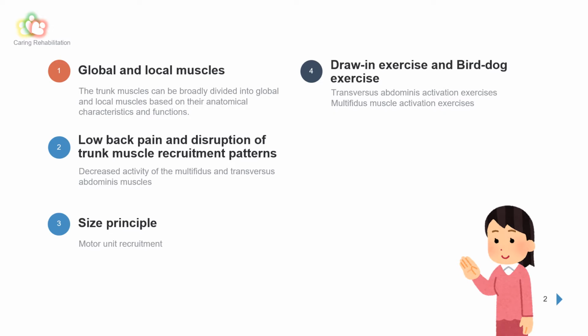Here's the table of contents for this talk. 1. Global and local muscles. 2. Low back pain and disruption of trunk muscle recruitment patterns. 3. Size principle. 4. Draw-in exercise and bird dog exercise.